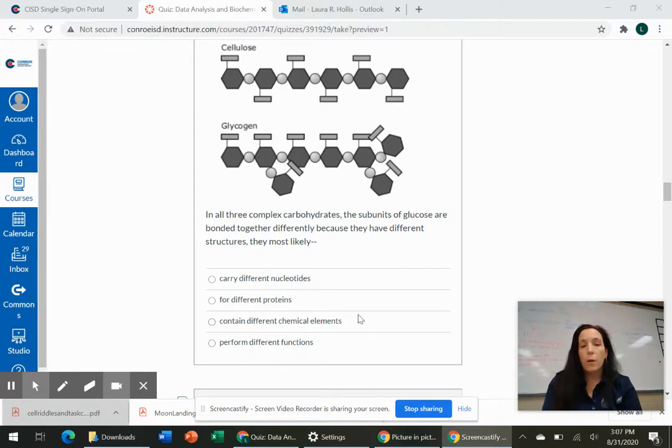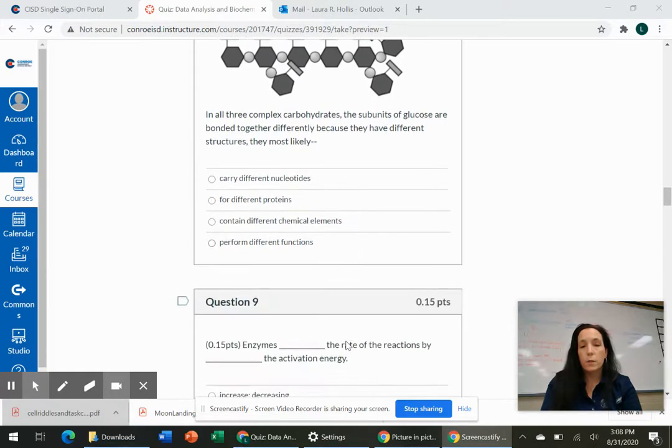We know that all carbohydrates have the same chemical elements. We know that carbohydrates are not proteins. And we know that carbohydrates are not made out of the monomer nucleotides. Carbohydrates are made out of monosaccharides. So the only answer that this could be is perform different functions.